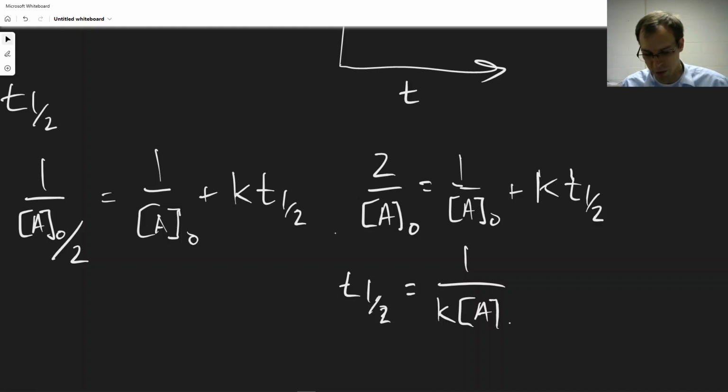So unlike for the first order reaction, our half-life here does depend on the initial concentration. So the half-life is not a constant for a given reaction. It depends on how much of it you start with. The more of it you start with, the smaller the half-life will be. The less of it you start with, the larger the half-life will be, because of this 1 over initial concentration dependence. So that's an interesting thing about first order versus second order reactions. For a second order reaction, you do have a concentration dependence for your half-life.